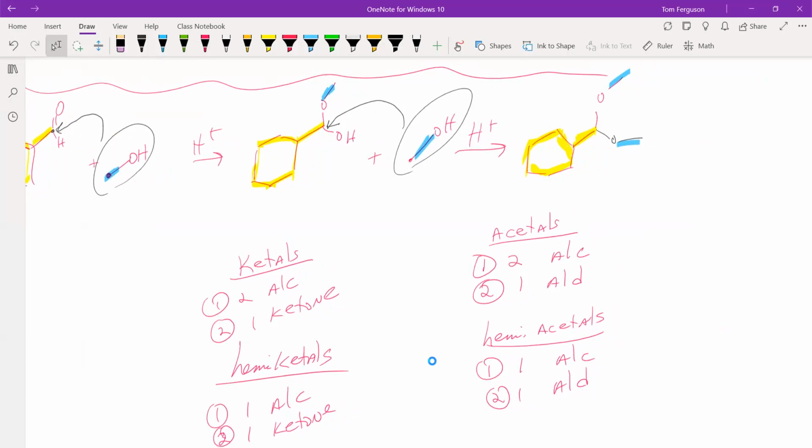When you look at this product you're trying to make, you go, oh, this is an acetal. That means I've got to come up with two alcohols. The alcohols are stuck onto the oxygens in blue. The aldehyde forms the backbone in yellow.